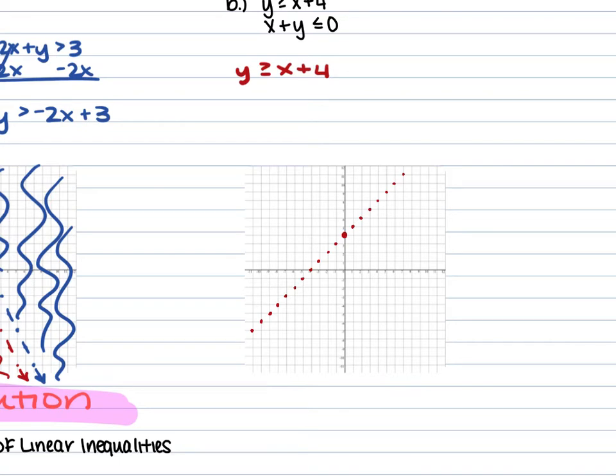And then I'm going to draw my line through these points. My line is going to be a solid line, since my inequality sign also indicates that it's equal to. And then I'm going to look back and say y is greater than or equal to x plus 4. So my y values that are going to be shaded are going to be the y values on that y-axis that are greater than 4. So that would be above this line.